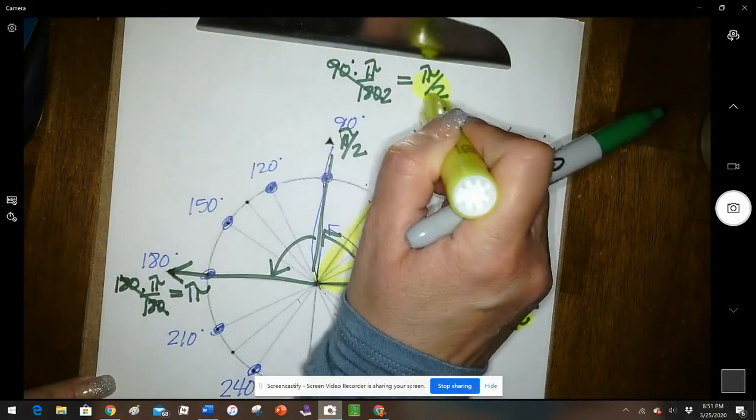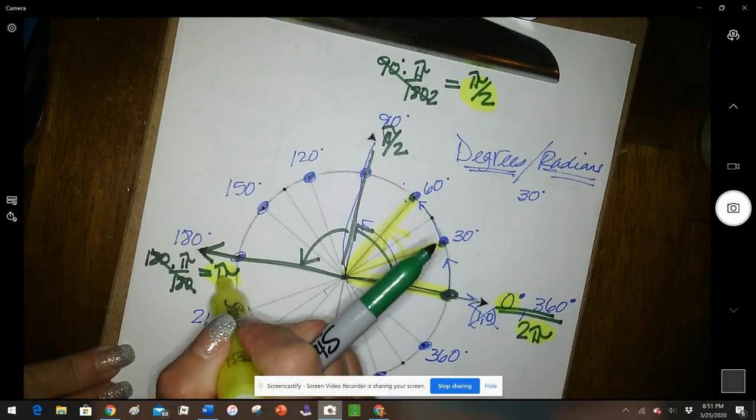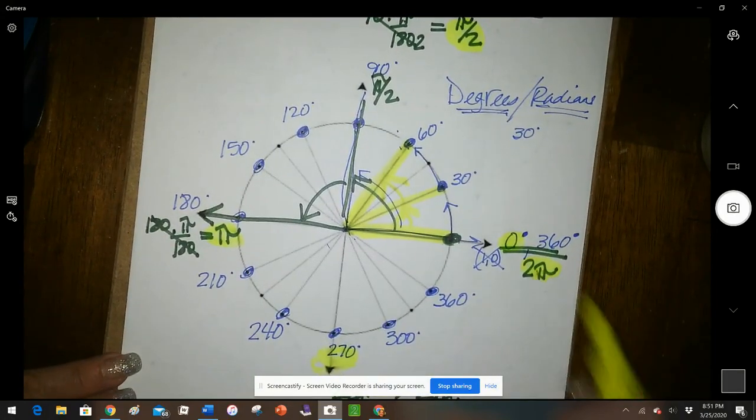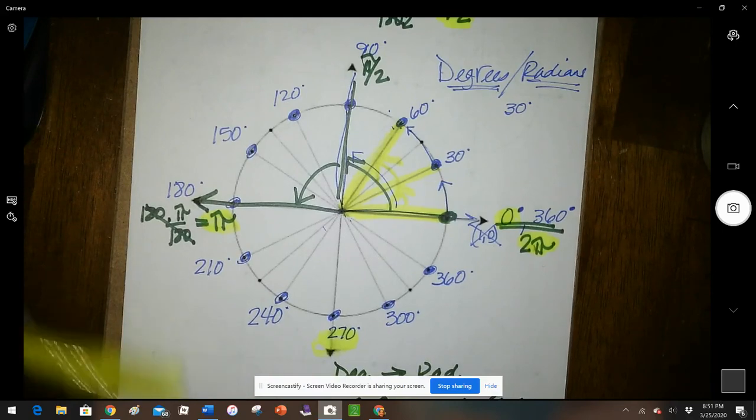Okay, so again, this is 0. This is pi over 2. Over here is pi. And then we've got to figure out what's down here. And then we reach 2 pi.